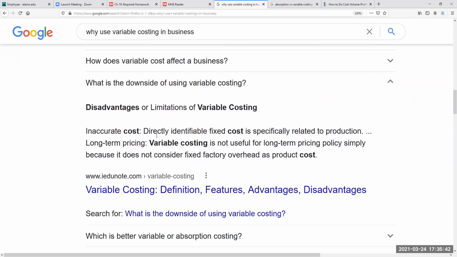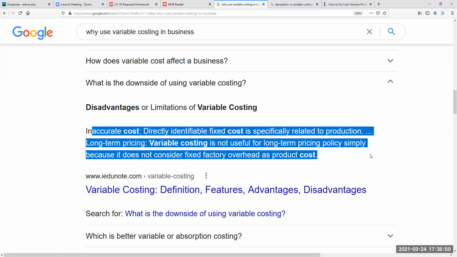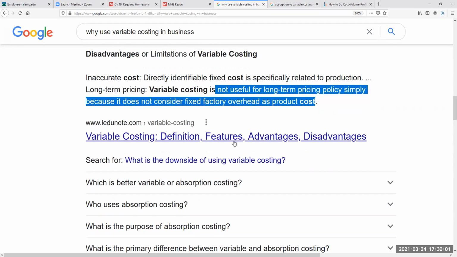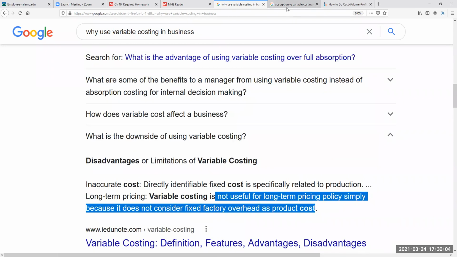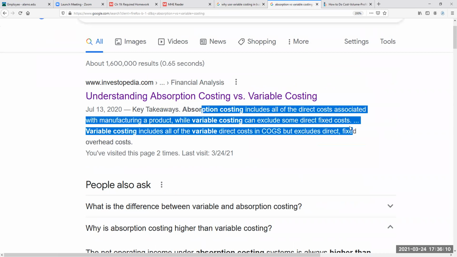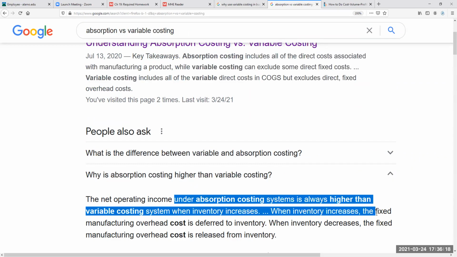Now, a disadvantage of it is they feel like it's inaccurate cost. Directly identifiable fixed cost is specifically related to production. So variable costing is not useful for long-term pricing because it doesn't include fixed factory overhead as part of the product. And you know that fixed overhead, you have to recover it. So that's the limitation. Now, absorption includes all the cost, while variable can exclude some direct fixed cost, okay? The net operating income of absorption systems is always higher than variable when inventory increases.